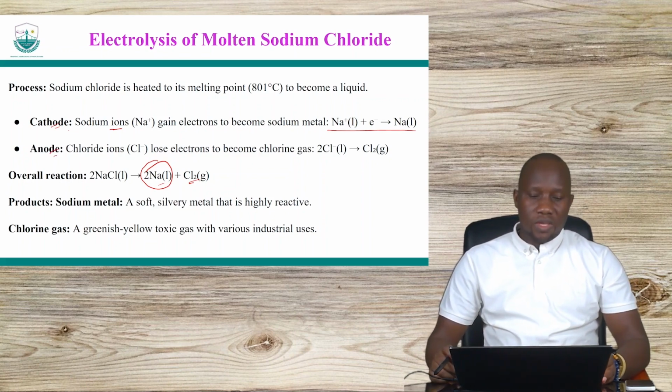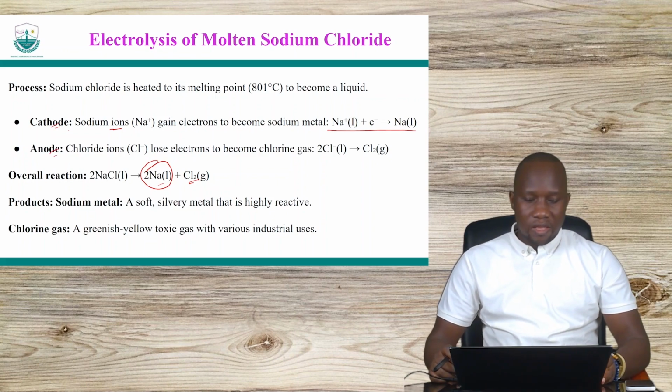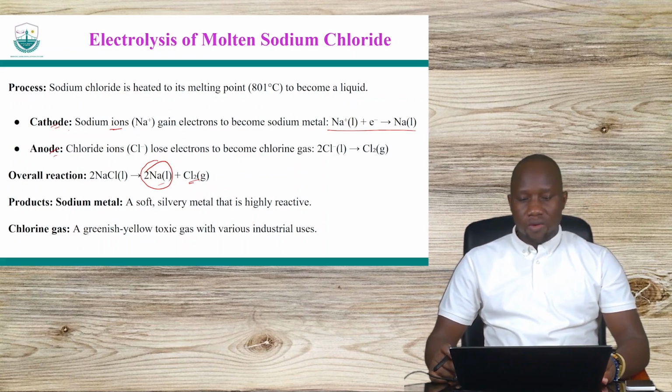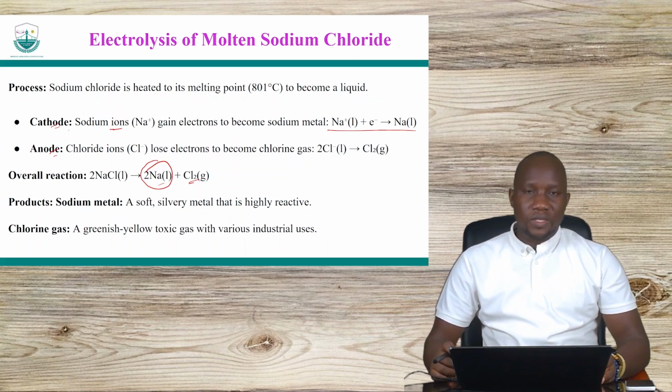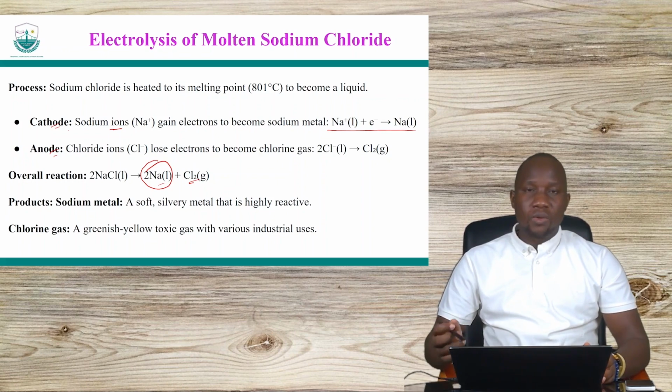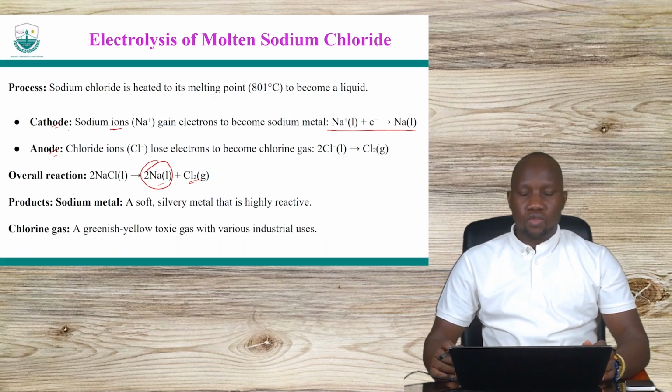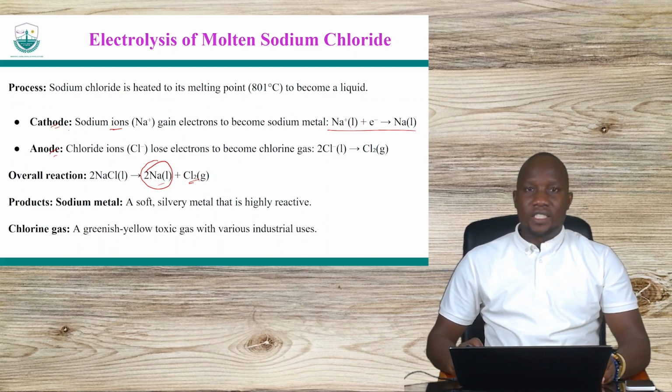That's what you see. So the chlorine is a greenish-yellow toxic gas that can be used for different purposes in industry at the industrial level. And then you also have the slippery metal, which is in this case sodium, which is highly reactive.